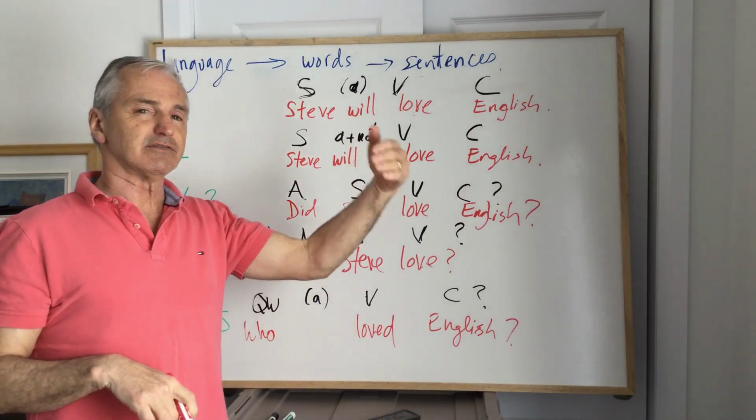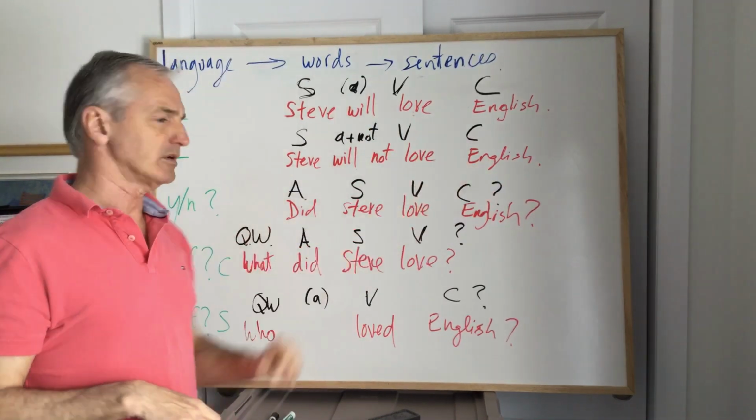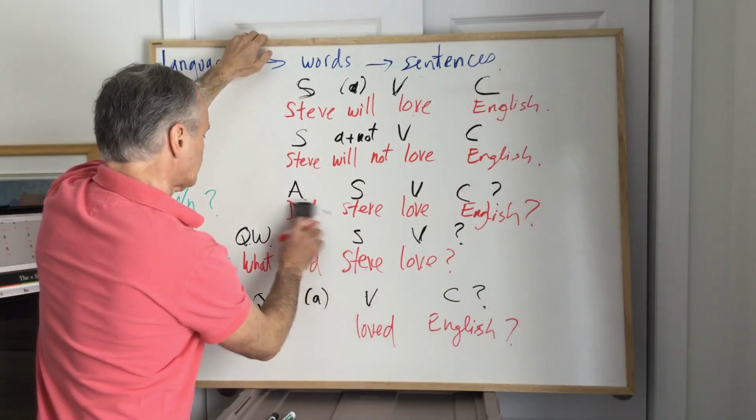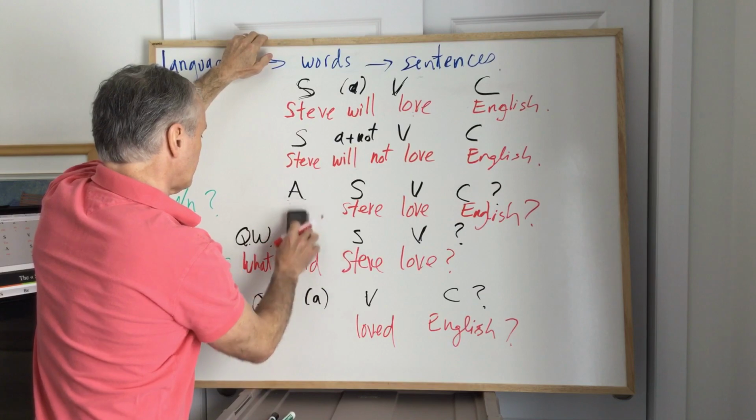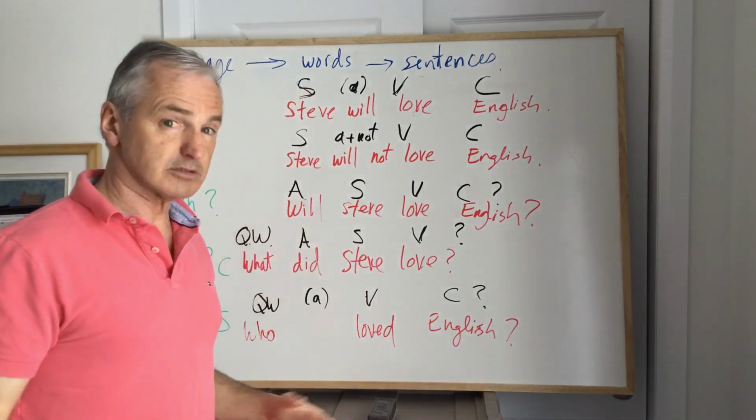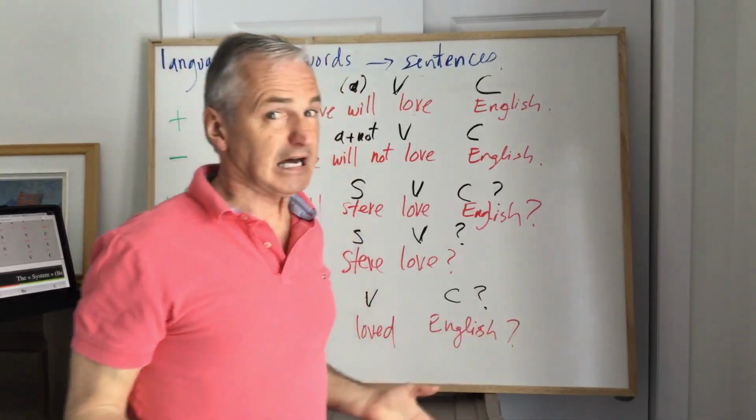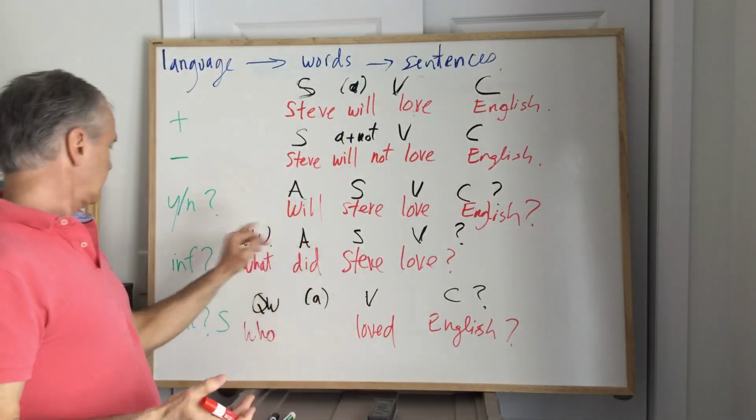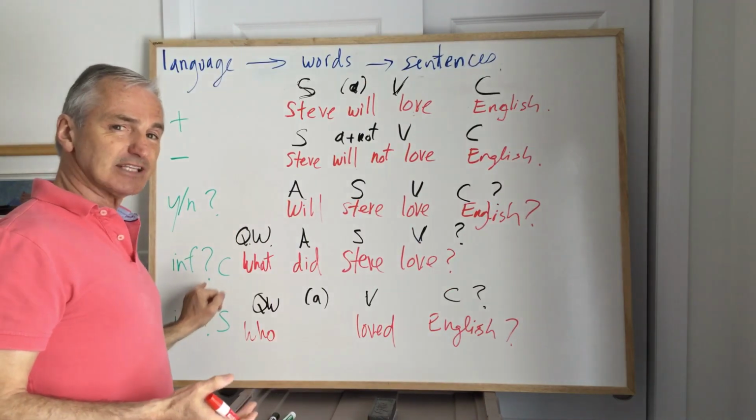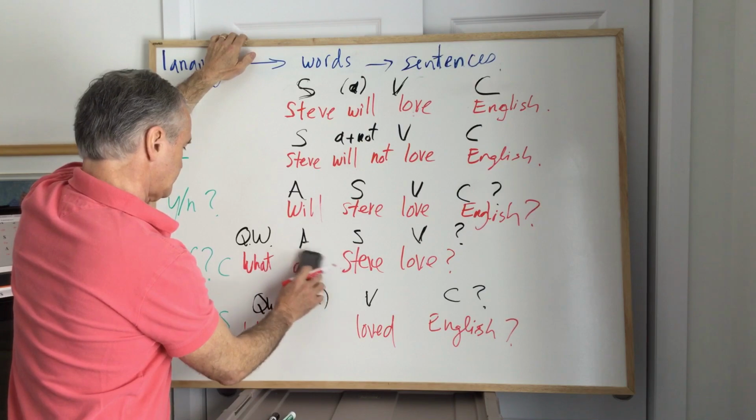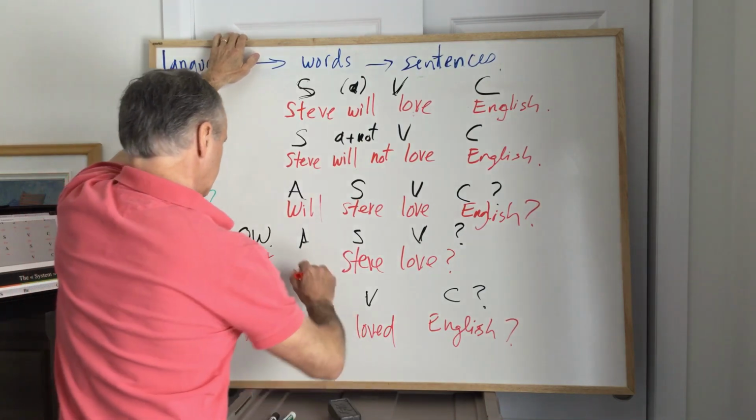Est-ce que Steve va aimer l'anglais? Oui ou non? Here we're putting a yes-no question in the future. Just change the auxiliary. Will Steve love English? I don't know. I'd have to pay him. Information question, the answer is the complement. Just change the auxiliary. It's that simple.